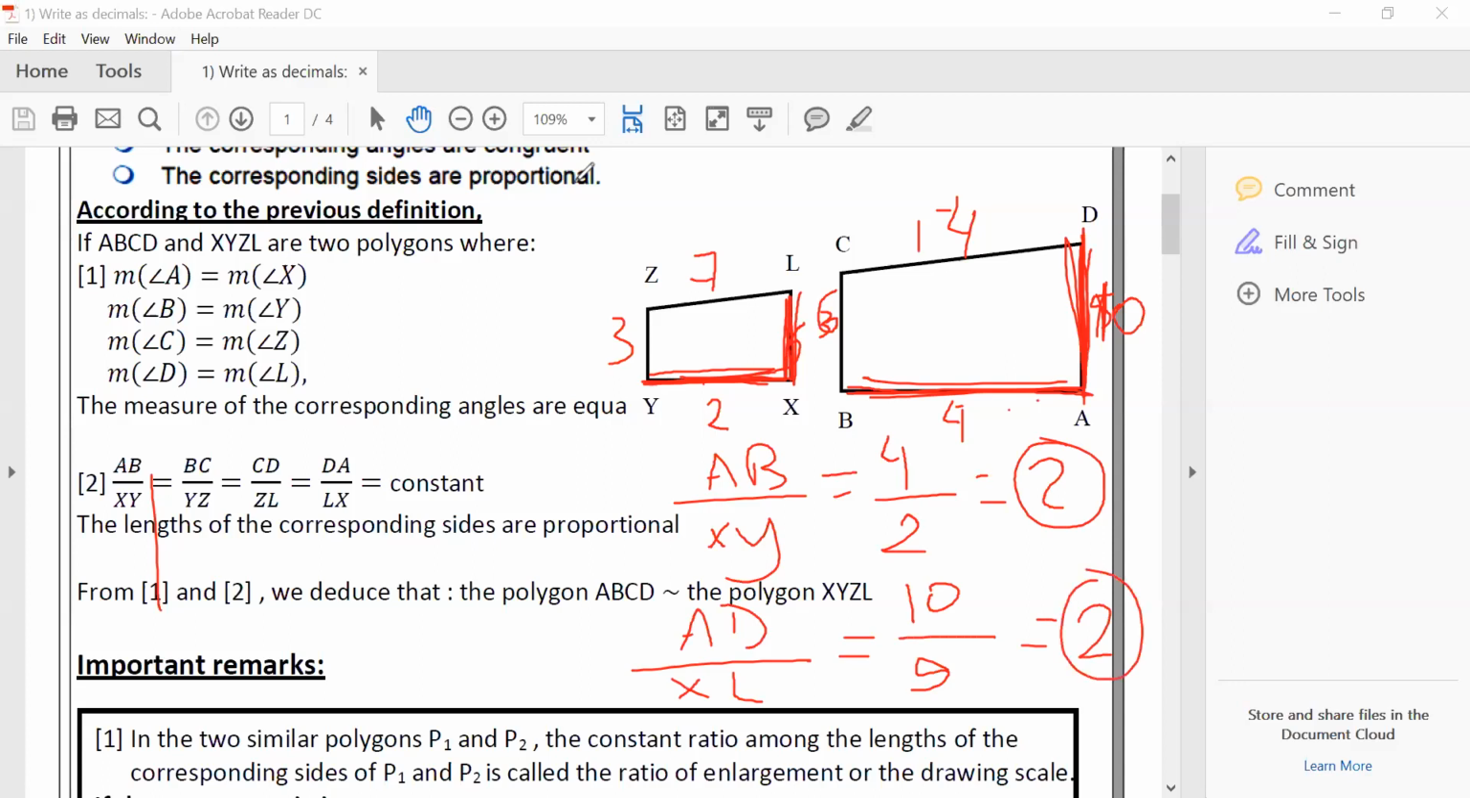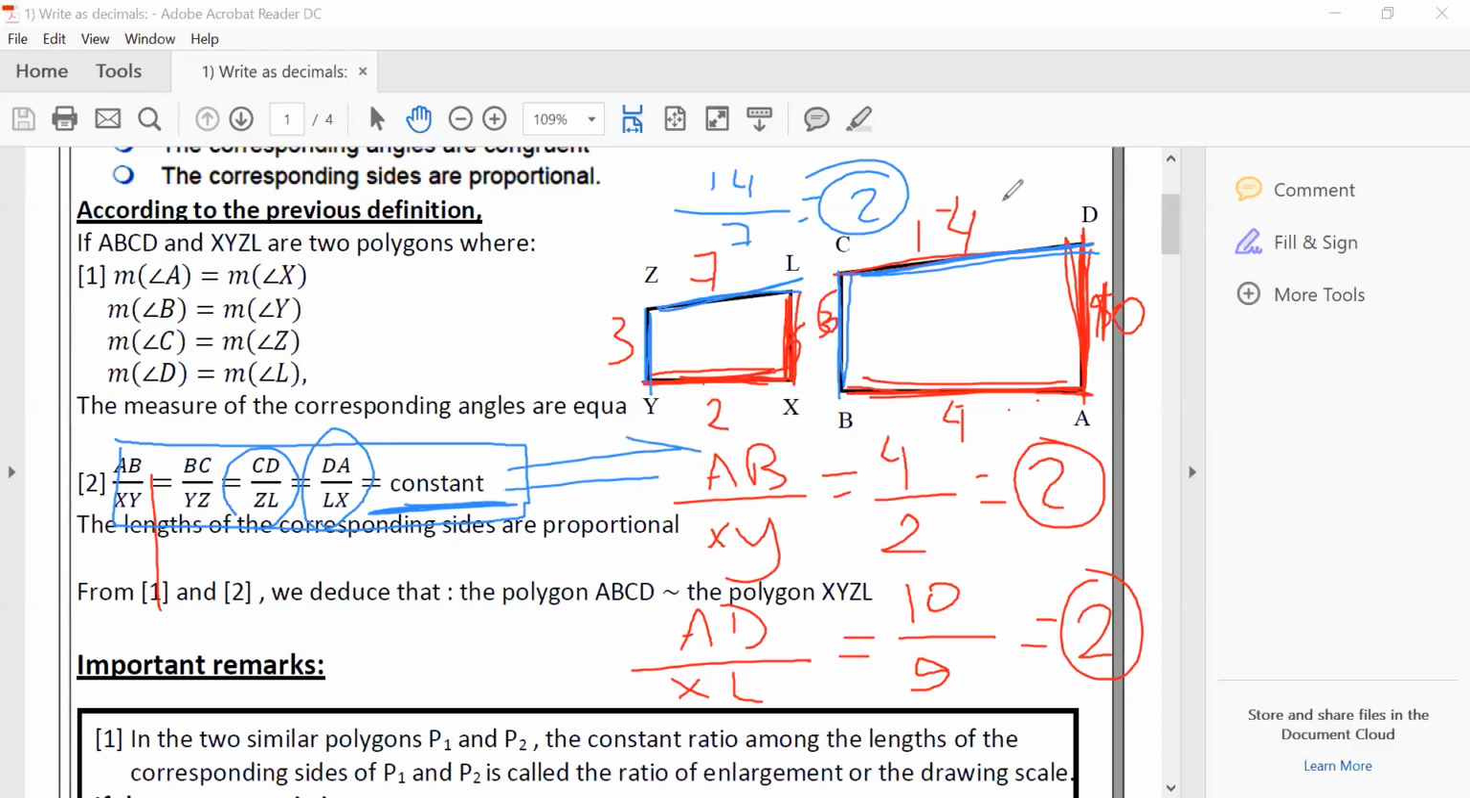Let's take the third one. If I take DC divided by LZ, DC equals 14, ZL equals 7, it is equal to 2 also. And the last one, CB divided by ZY equals 6 divided by 3 equals 2 also. So as you see, AB over XY equals BC over YZ equals CD over ZL equals DA over LX equals a constant. In my case here, this constant equals 2. It is not a must to be 2, but it is a must to give me a constant ratio between the corresponding sides.